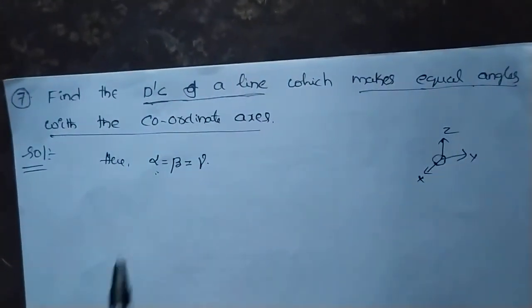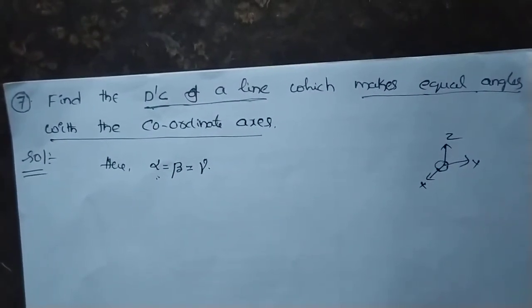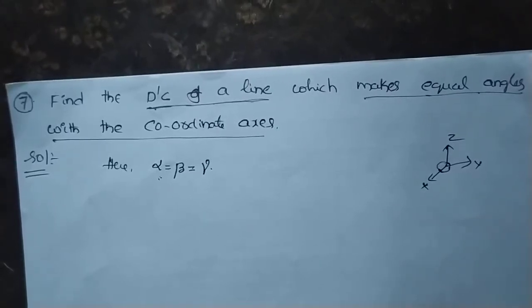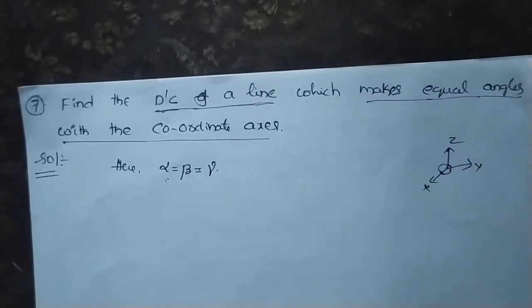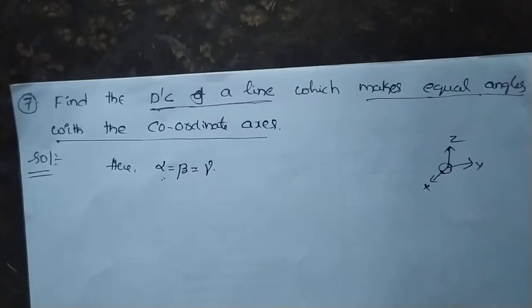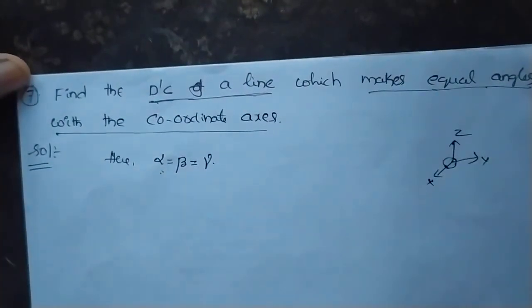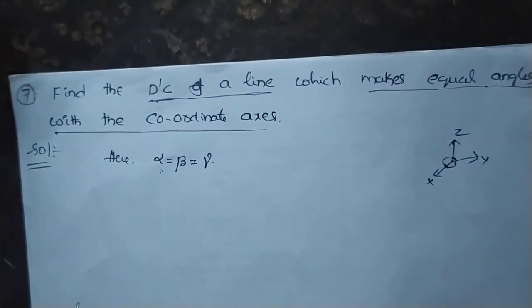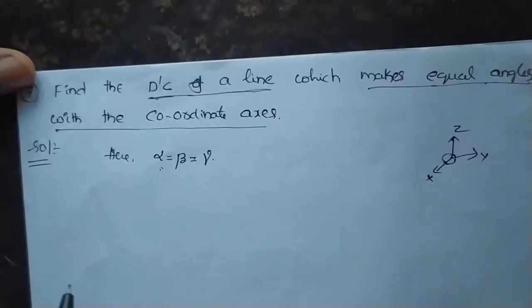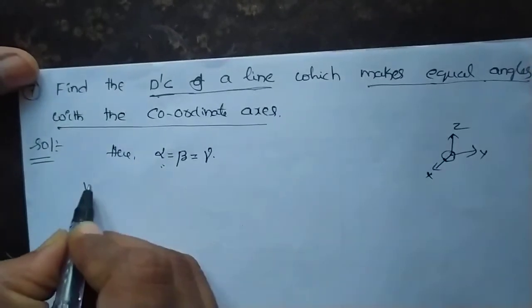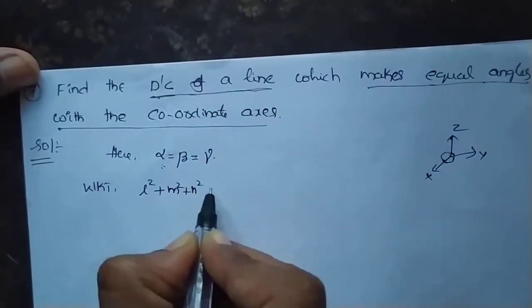Now what is the relation between the direction cosines of a line? In our second class I already told you, in the note point itself, the relation between the direction cosines of a line: l square plus m square plus n square equals 1. We know that l square plus m square plus n square equals 1.